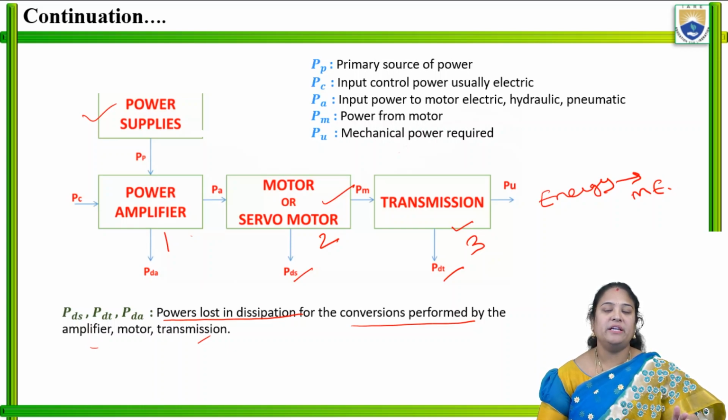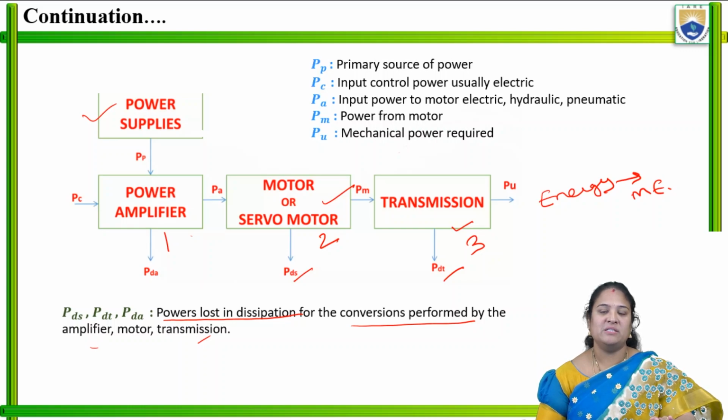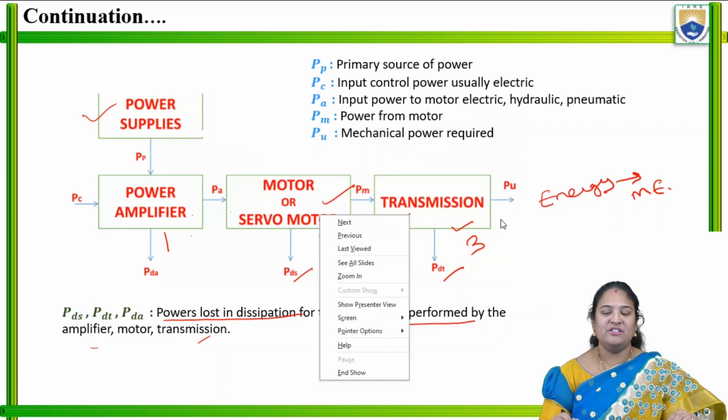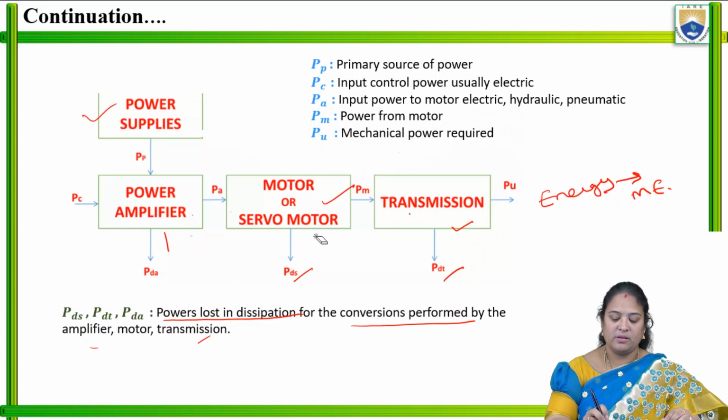So initially any actuator works with the help of the power source. The primary power from the power source is sent into the power amplifier, and the input power with the help of the current is also sent into the power amplifier, from which the overall power is sent to the servo motor. From there the power from the motor is sent into the transmitter, where the electrical energy is converted into mechanical energy, and the power losses are dissipated from all these sources.